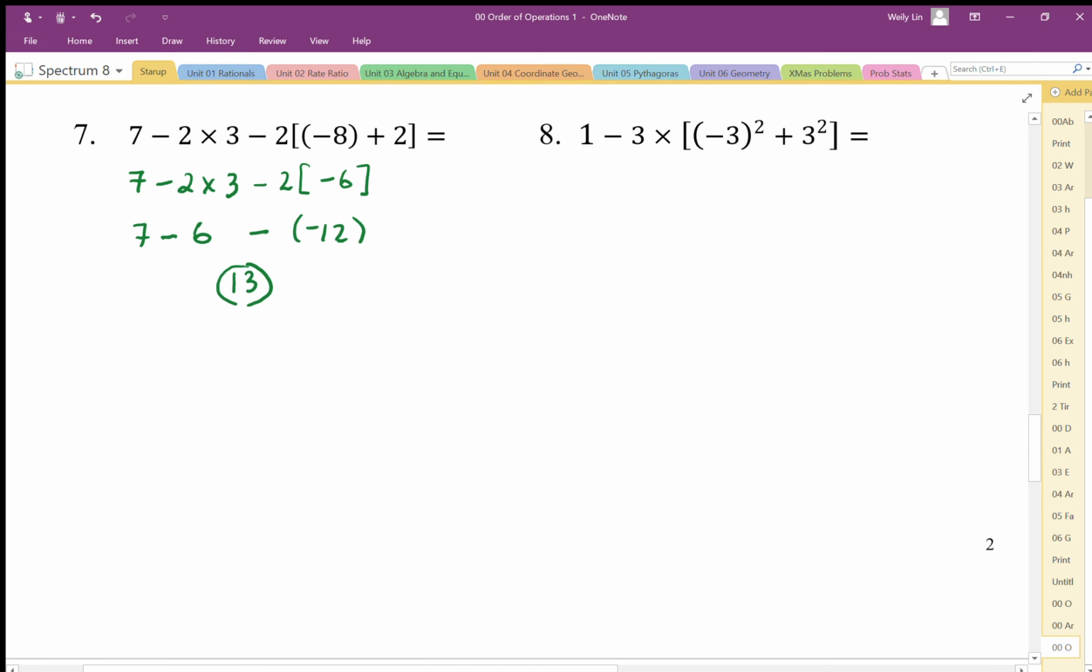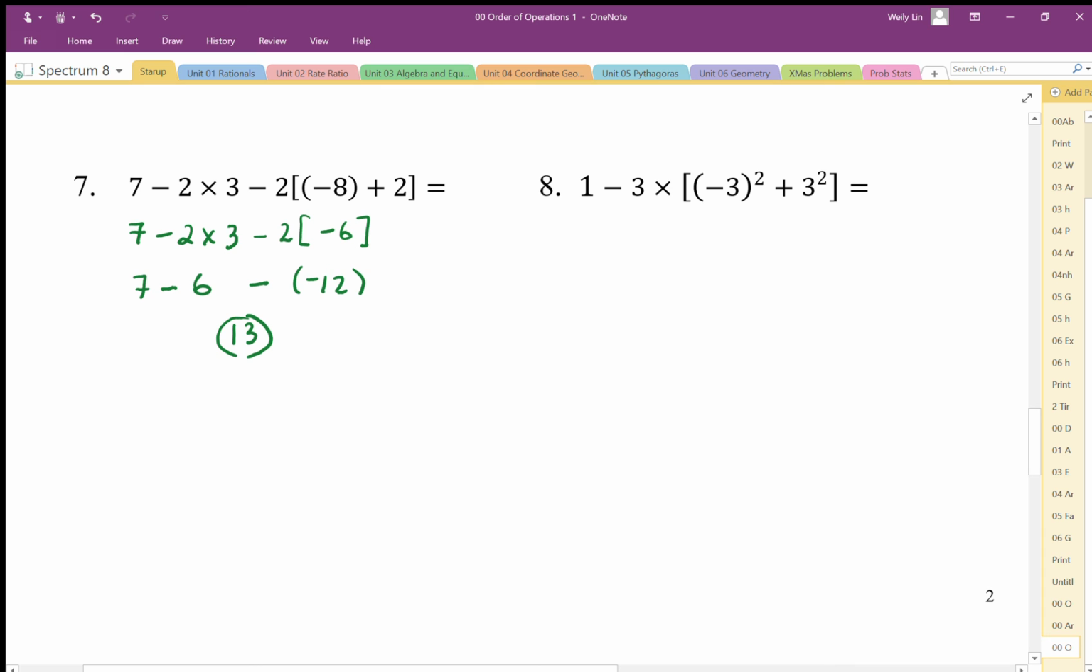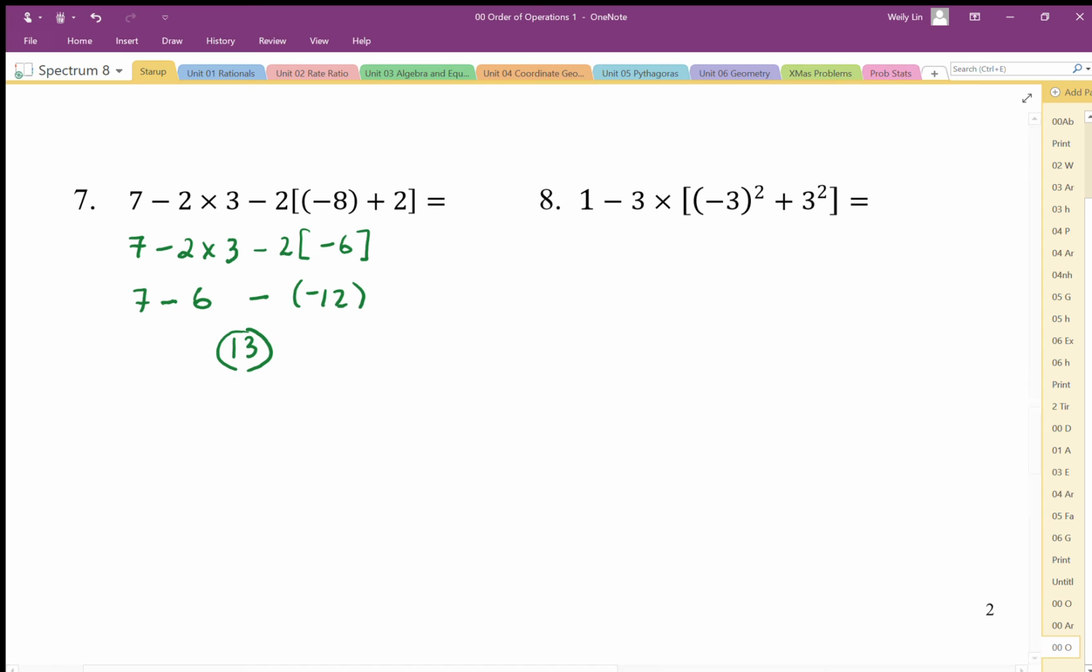Okay, and again, we want to show the steps. Okay, here we're going to do the brackets first. So we need to keep track of that 1. We need to keep track of that minus. 3 times. Negative times negative is positive. So that means -3 times -3. So that's going to be +9. 3 times 3 is +9.